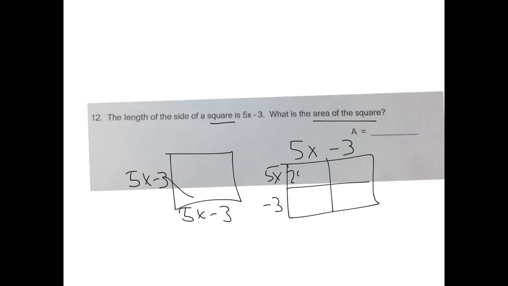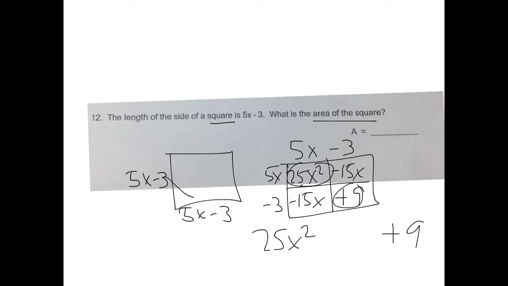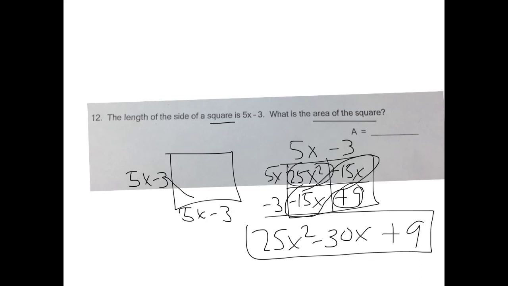5 times 5 is 25. x and x is x squared. 5 times a negative 3 is negative 15x. Negative 3 times 5 is negative 15x. Negative 3 times negative 3 is positive 9. That's the front of the answer. That's the back of the answer. The middle is found by combining those. Negative 15 and negative 15 is negative 30x. So this is the area of that one.